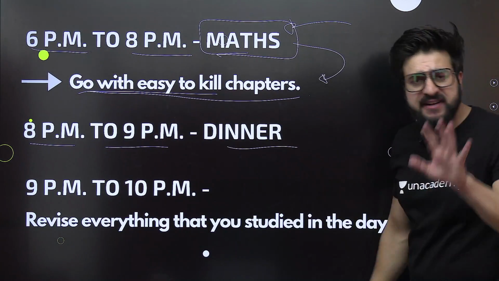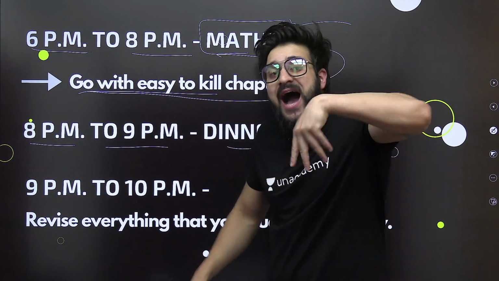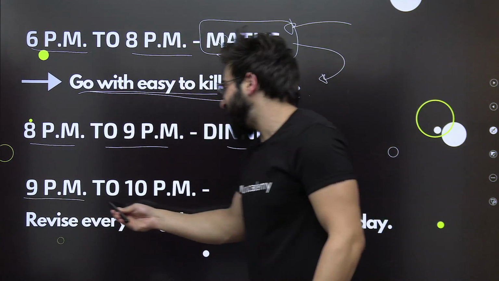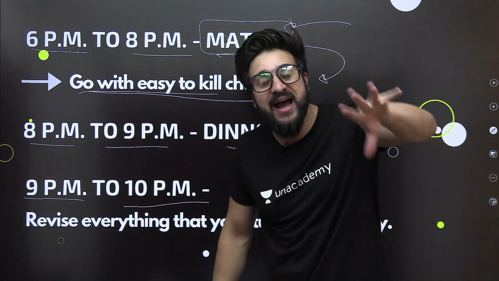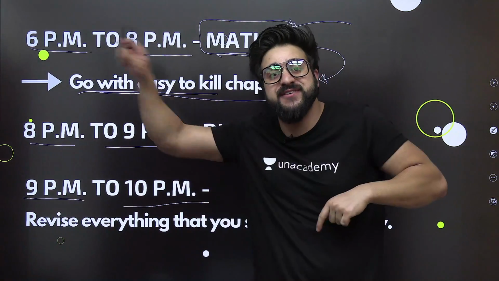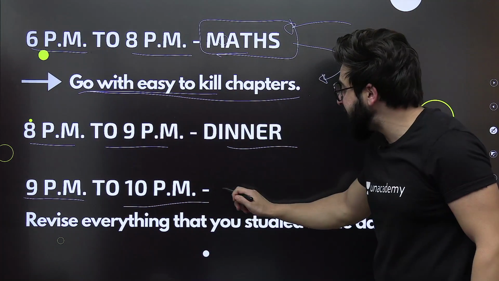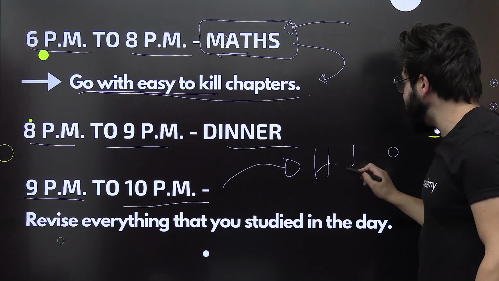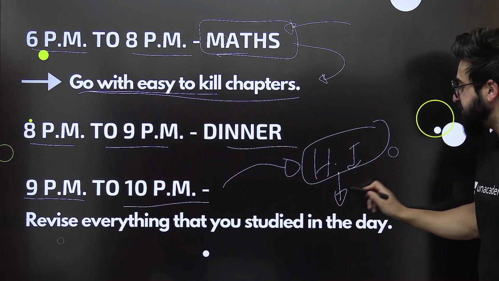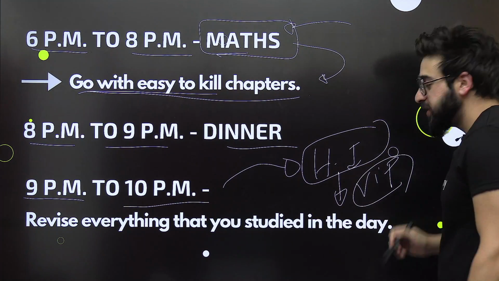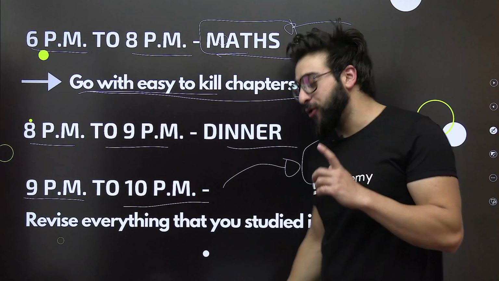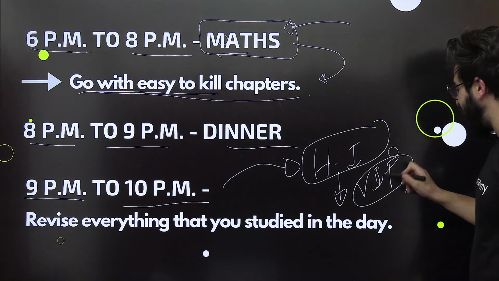Now from 8 p.m. to 9 p.m. you need to definitely go for dinner. You are done with the dinner. Afterwards, what you are supposed to do, 9 p.m. to 10 p.m., you have to revise every single thing you have studied for the entire day. This is highly important. Understand? Very important. VIP.